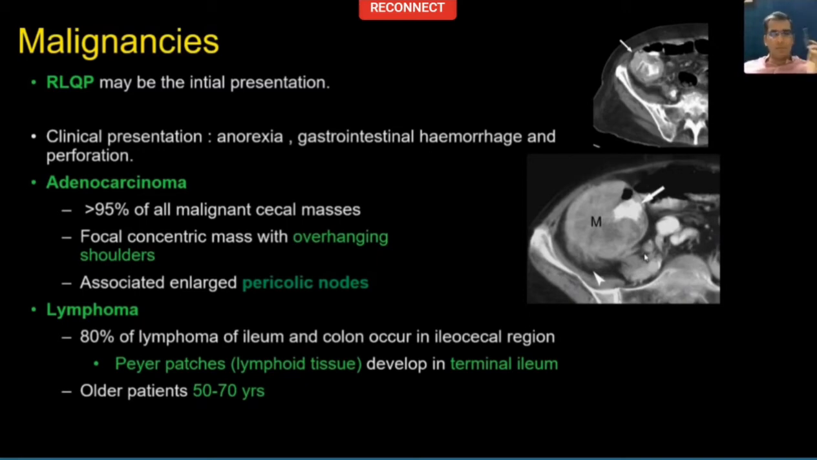80% of lymphoma of the ileum and colon occur in the ileocecal region. The reason again being Peyer's patches, lymphoid tissue, which will hypertrophy and undergo malignant change. Lymphoma is usually seen in the 50 to 70 years age group, whereas adenocarcinoma is seen in a slightly younger age group. Normally in adenocarcinoma, you may get perilesional fat stranding, which is less likely in cases of lymphoma.